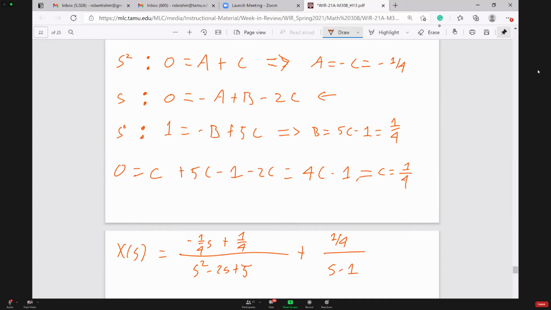Well, however you want to do partial fractions is fine with me. This is how I did it. Those 3 equations that I have there, that's just a system of 3 equations and 3 unknowns. I've got 0 equals A plus C, 0 is equal to minus A plus B minus 2C, and 1 is equal to minus B plus 5C.